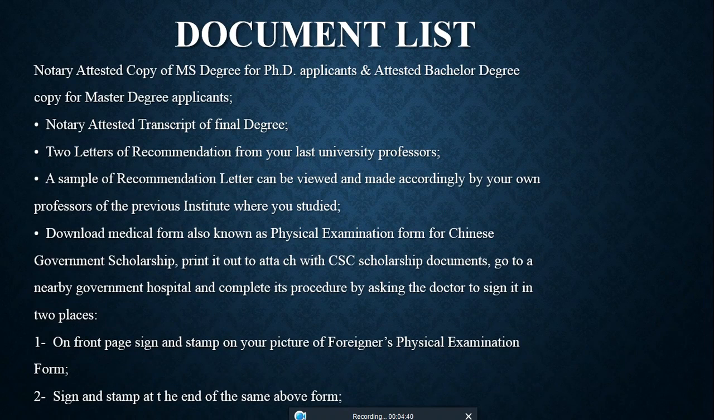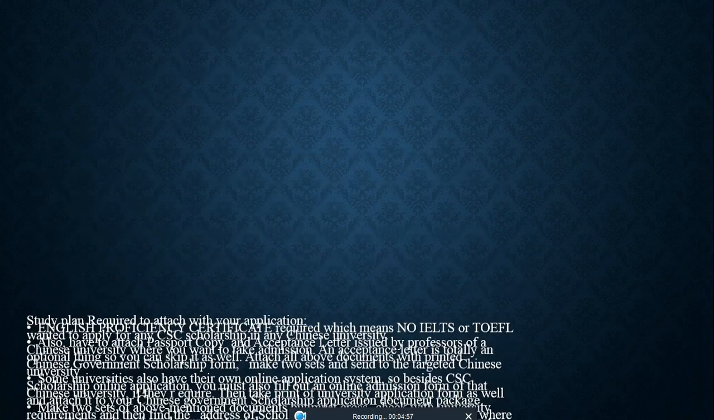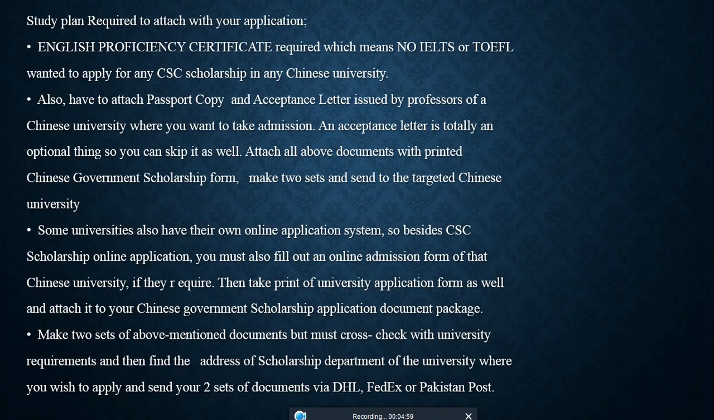Documents list. As you know, you have all your documents: notarized documents of your final degree, your educational certificates, your matric, a sample of recommendation letter, the official medical form signed by the doctor after physical examination, and your study plan, research proposal, copy of passport, and acceptance letter.